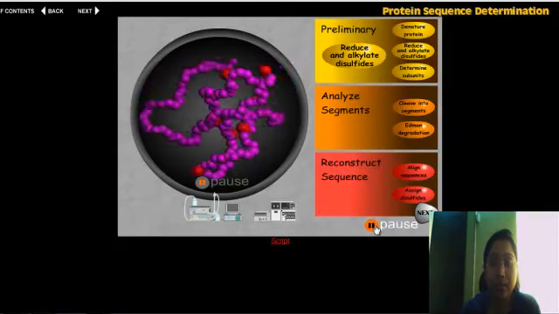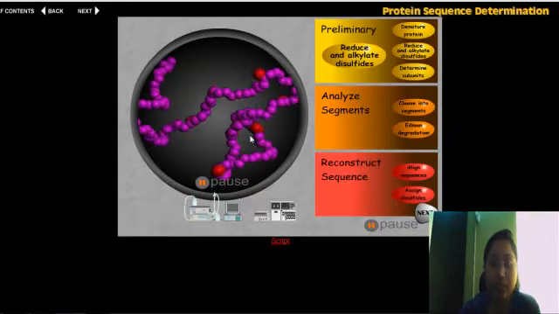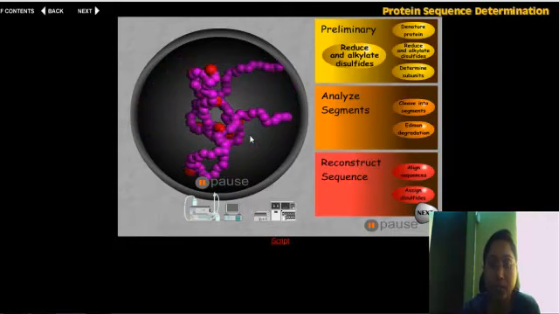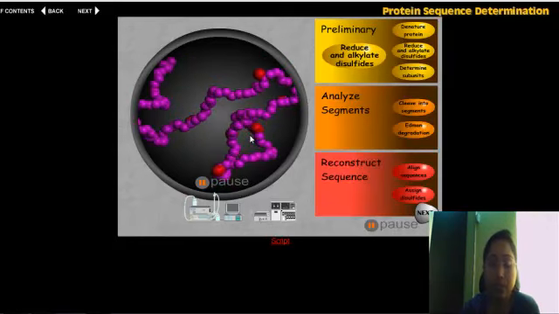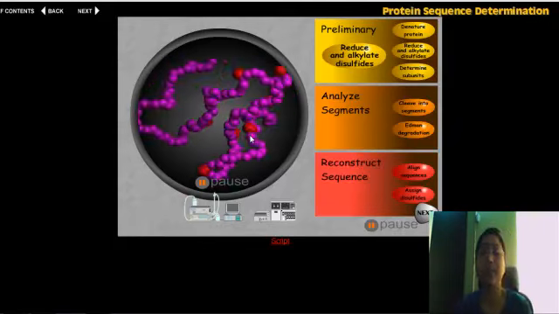Now the next step is to determine the subunits, whether the protein on which we are working is a single polypeptide chain, or whether it is a combination of one or more polypeptides. Now how can it be done?